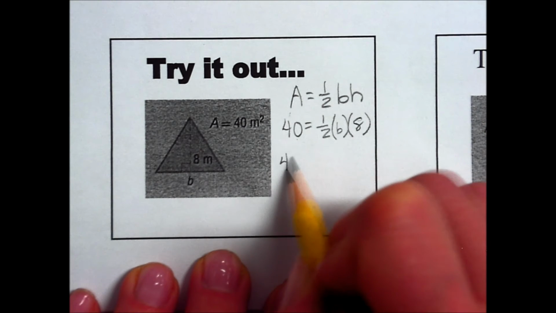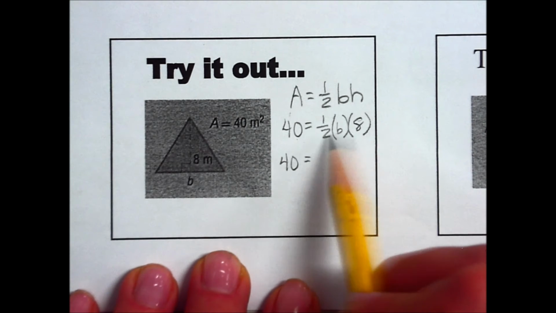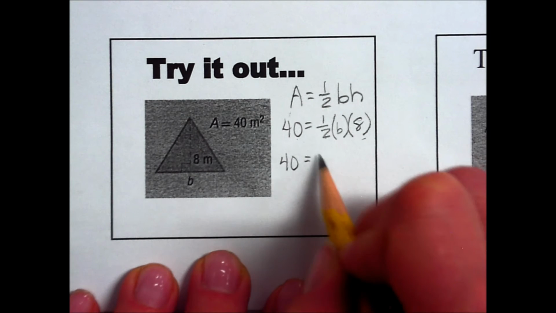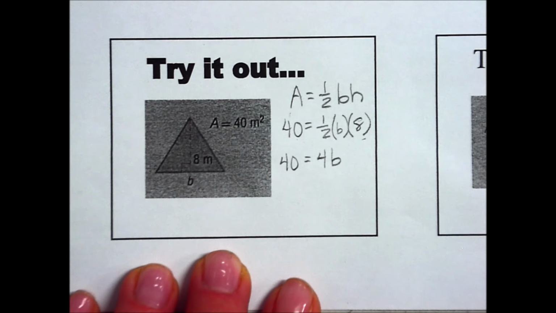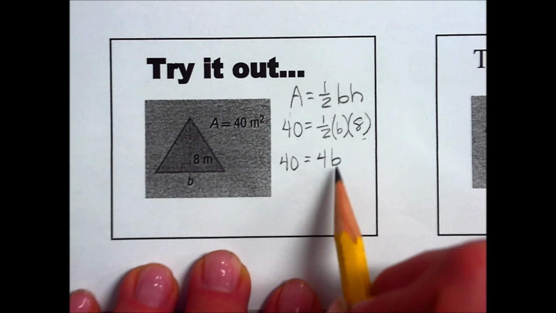So now I'm going to simplify what I can. 1/2 of 8 is 4. And then I bring down my b. I'm still left with 4 times b. Now I have an equation. I need to solve for b.